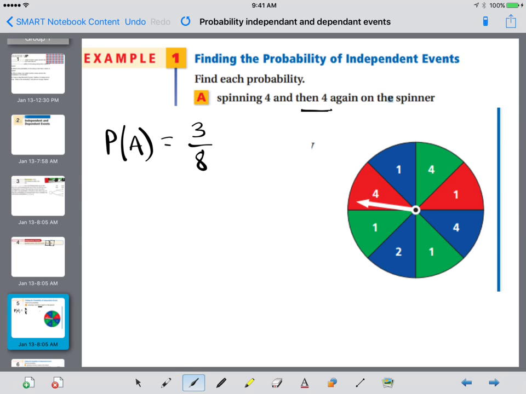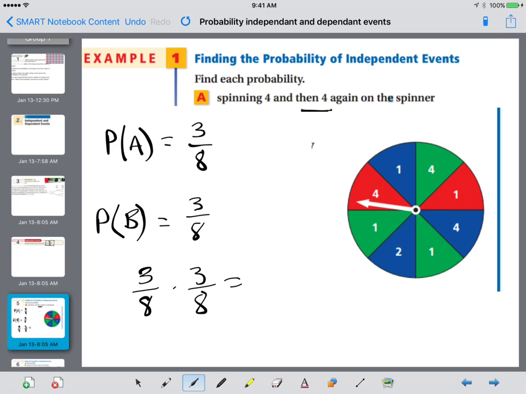Then we go and we spin it again. Now, whatever happens on the first spin does not affect the outcome of our second spin. So the probability of event B, of spinning a 4 again, well, there's the same amount of 4s on the spinner. So it would be 3 out of 8. So the probability of spinning a 4 and then a 4 again, we're going to multiply those probabilities together. It's going to be 3 out of 8 times 3 out of 8, which would leave us with a probability of 9 out of 64.